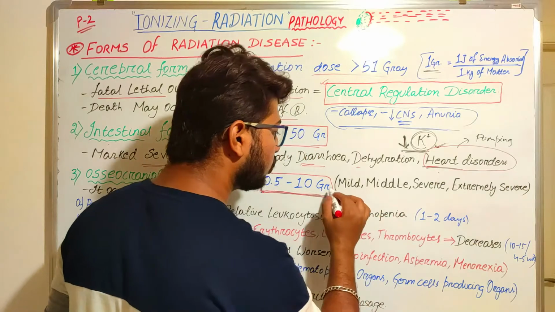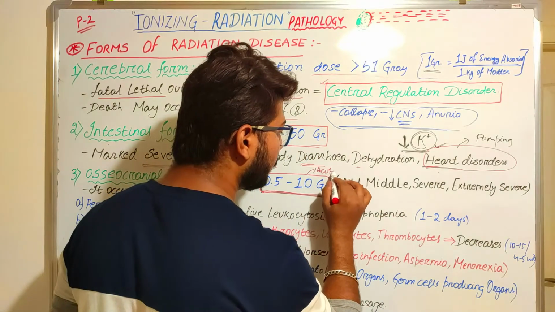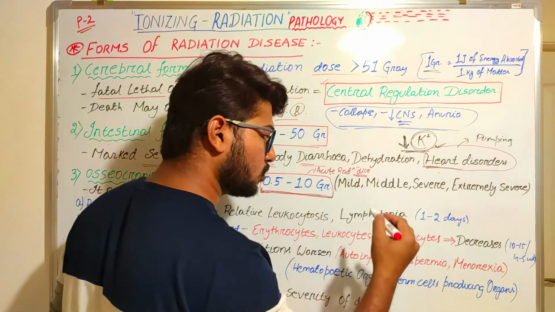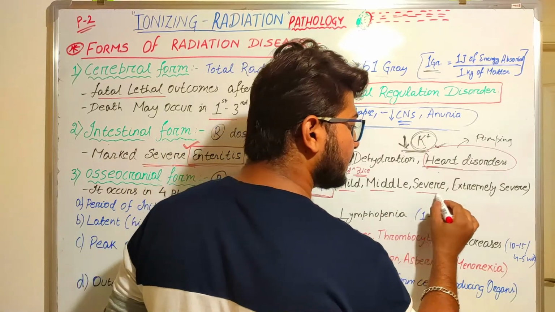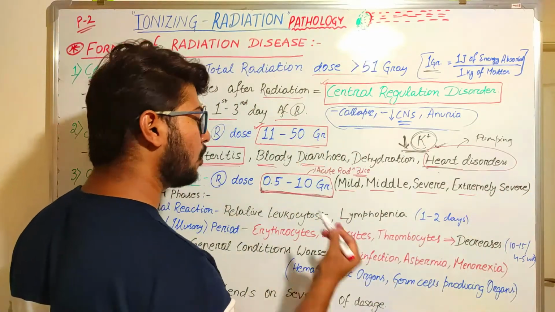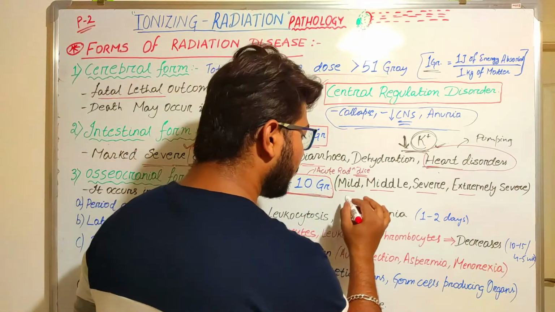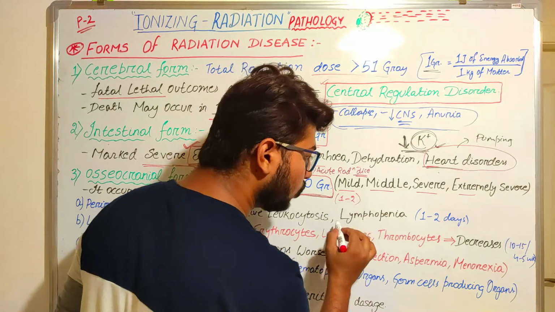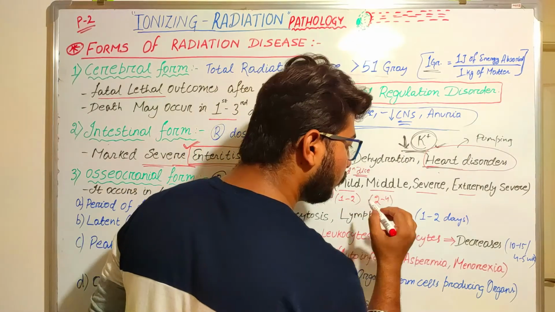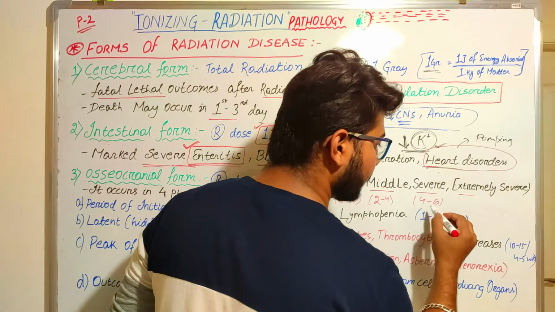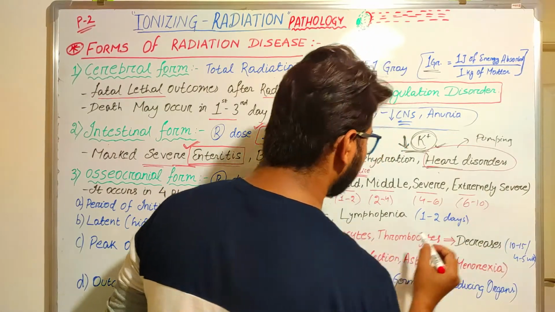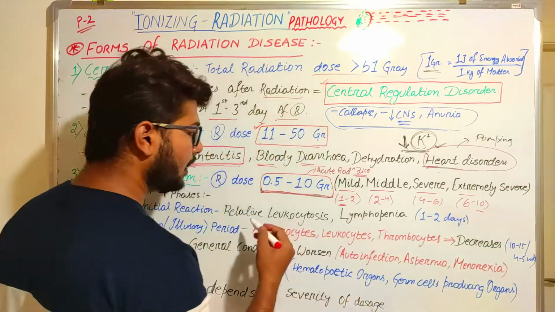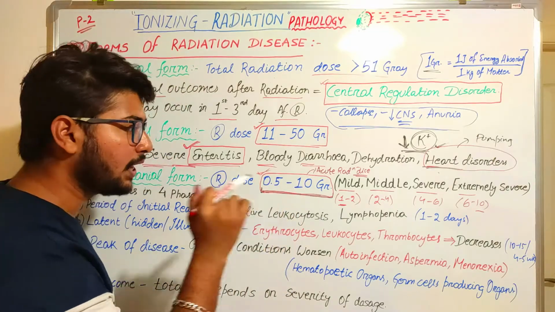It is again divided, called acute radiation disease, according to the doses: mild, middle, severe and extremely severe condition of this osteocranial form. The mild dose is between 1 to 2 gray, middle is between 2 to 4 gray, severe is 4 to 6 gray and 6 to 10 gray. So this all total lies between 1 to 10, somehow said as 0.5 to 10 gray.